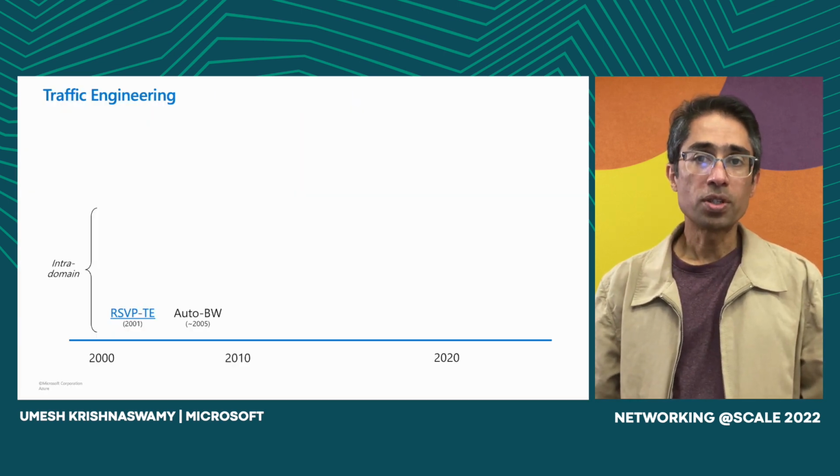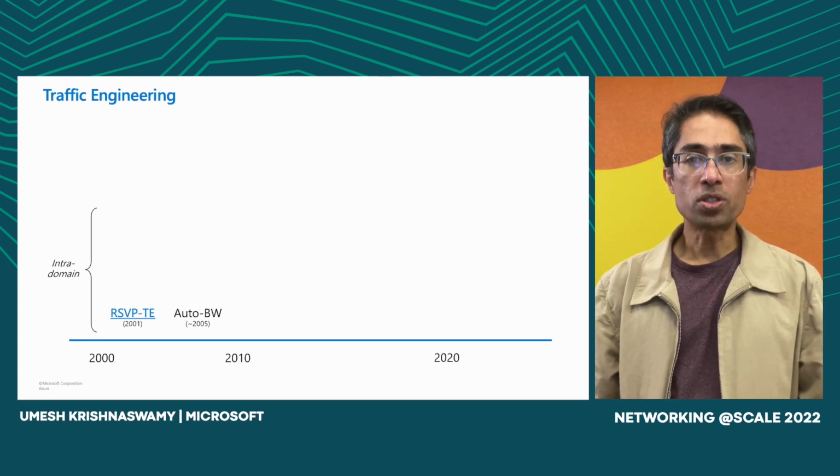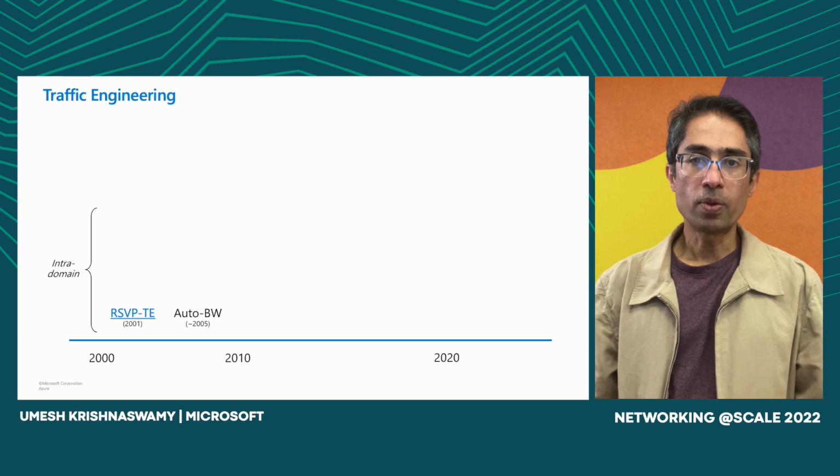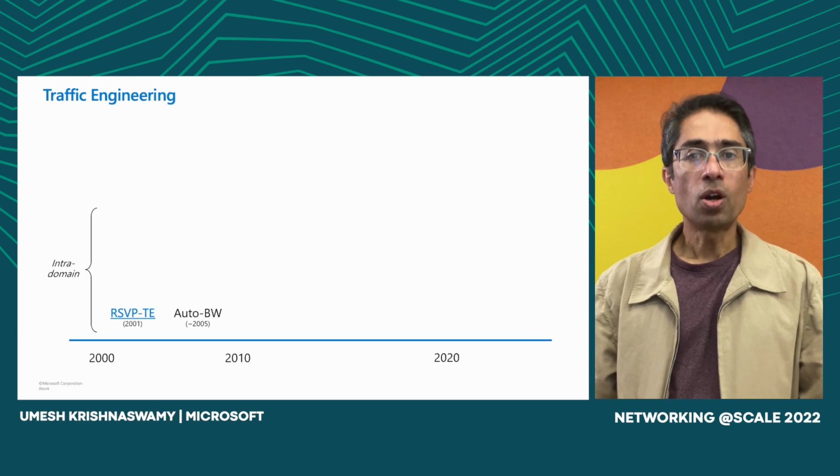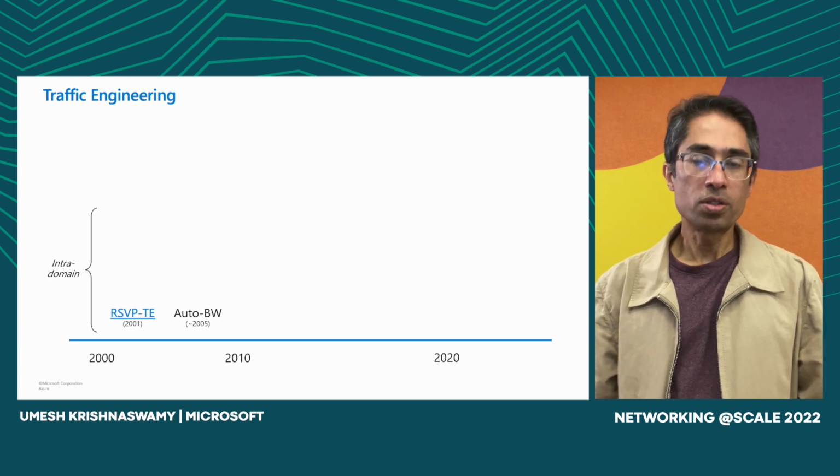Wide area networks use traffic engineering to achieve better performance than default routing. Performance can mean maximizing throughput, minimizing utilization, or any characteristic important to the users.